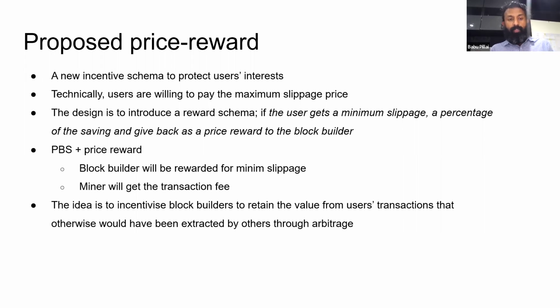So the PBS model plus price reward can help this new model. The block builder will get the minimum slippage margin, what he's making, because the block builder is the one proposing, so he can see what the slippage is and where it is. Instead of trying to extract the slippage, he will try to minimize the slippage, and if he minimizes slippage, he will get the percentage. So the block builder will get the reward for minimum slippage, and the miner gets the reward for transaction fee.